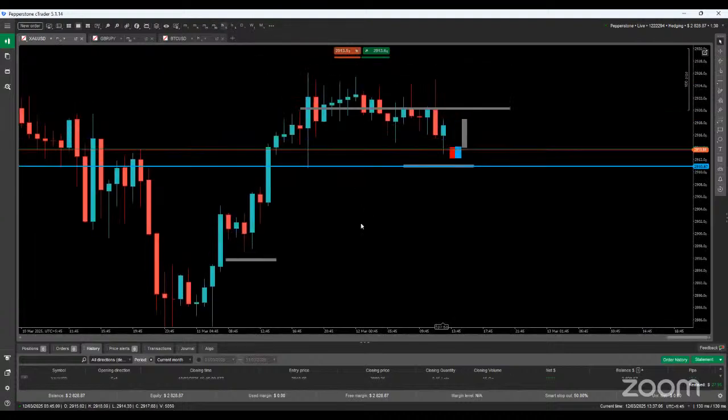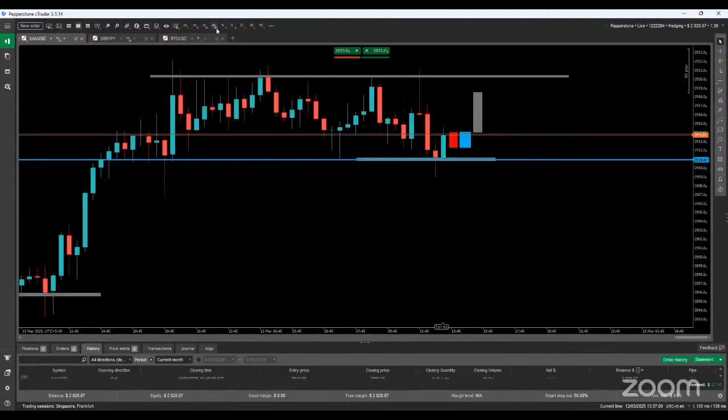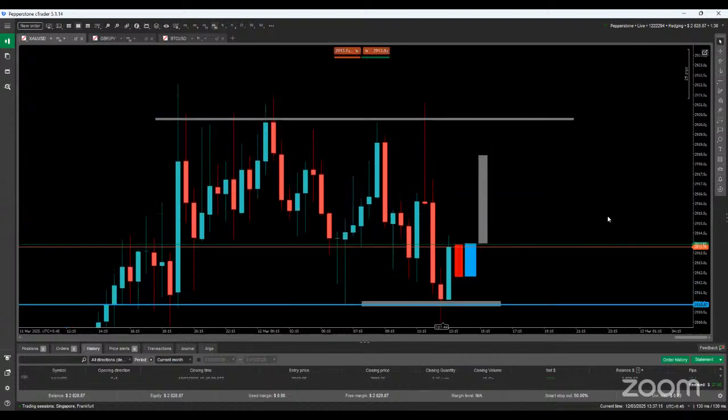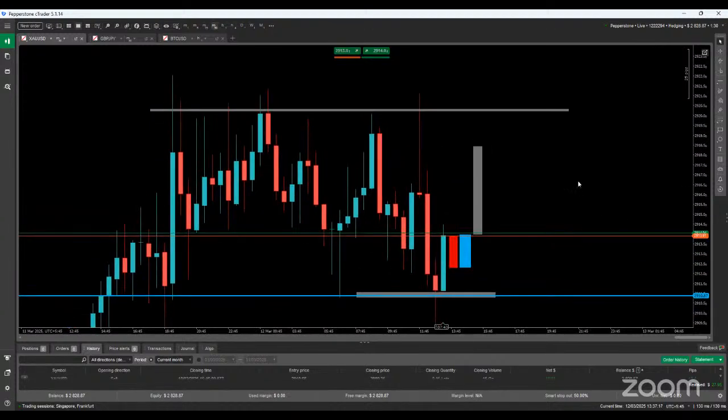It continues to move up, and this 30-minute candle is about to close. There are 8 minutes left to close this 30-minute candle. If it closes in our direction, then we'll get a good range.